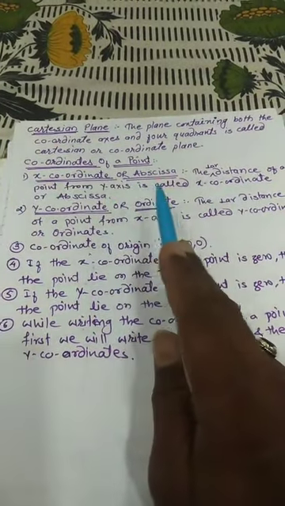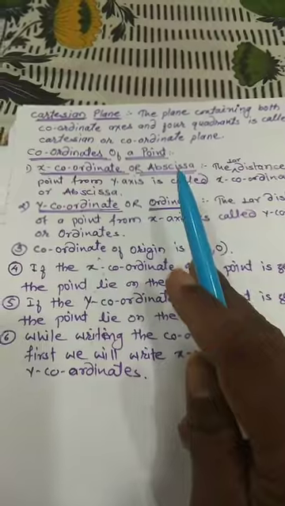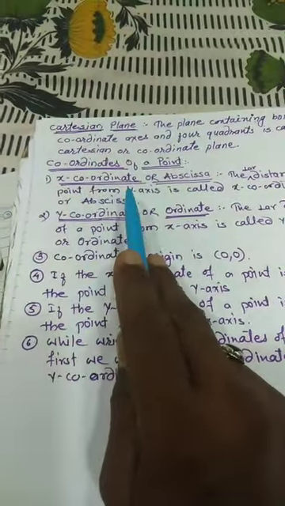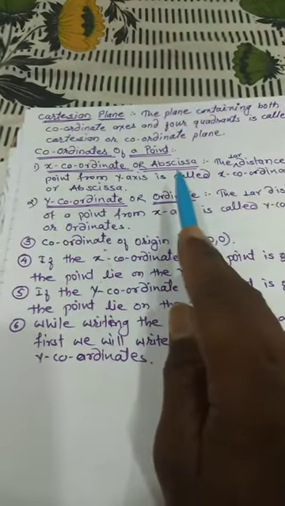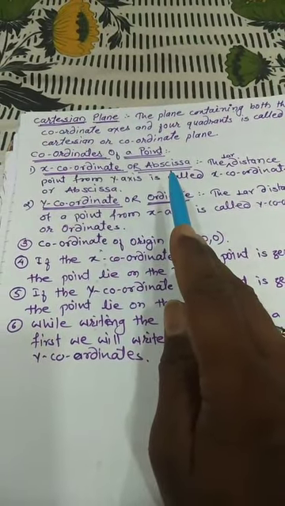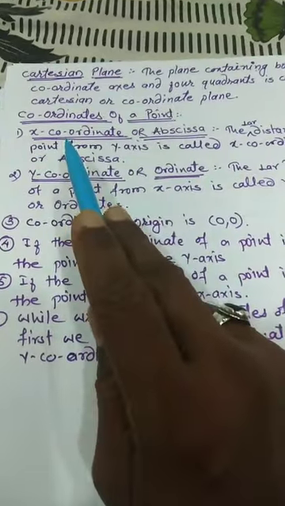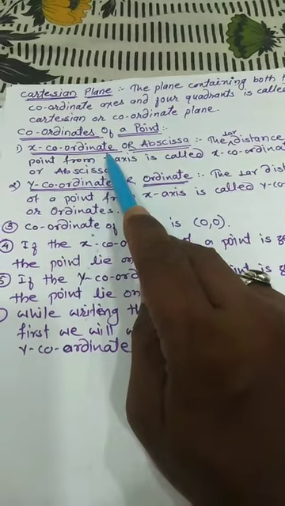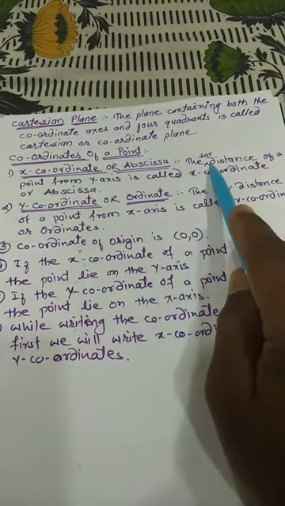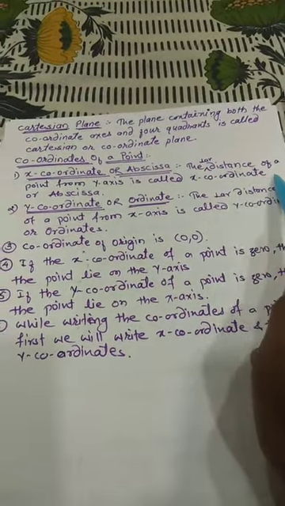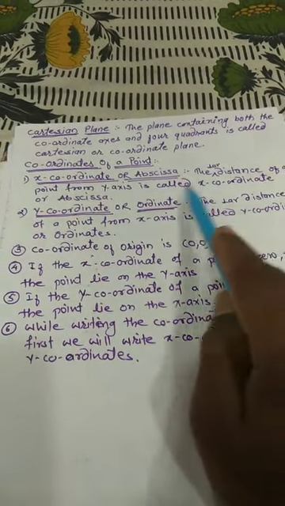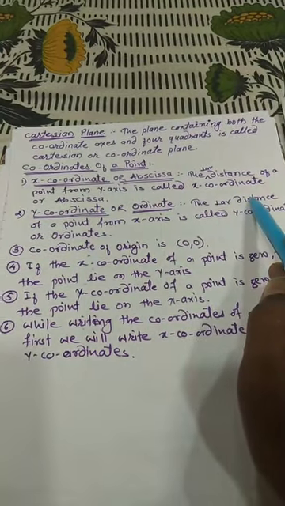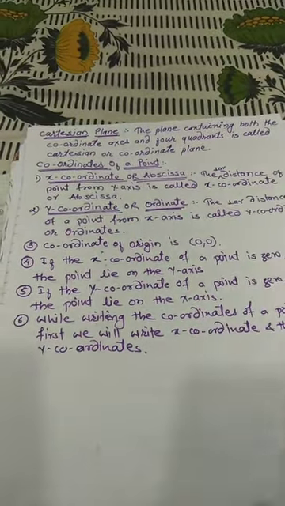So, coordinates of a point. How are we giving the names? First, x coordinate, or it is called abscissa. What is x coordinate or abscissa? What is the meaning of x coordinate? The perpendicular distance of a point from the y-axis is called x coordinate, or abscissa.